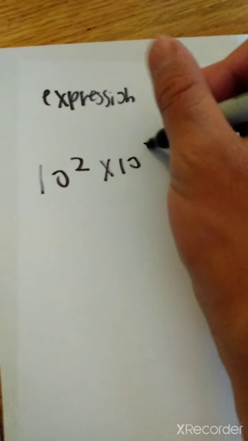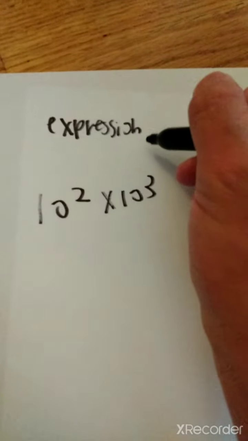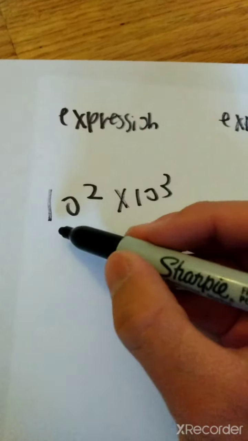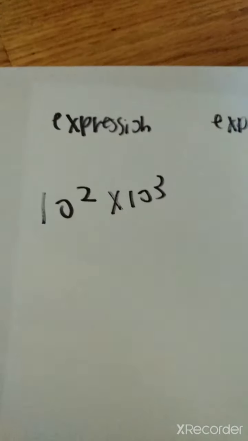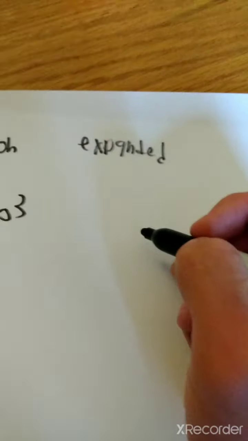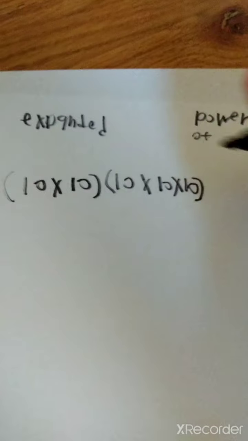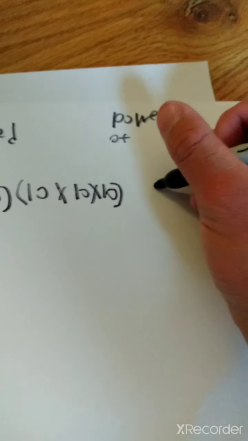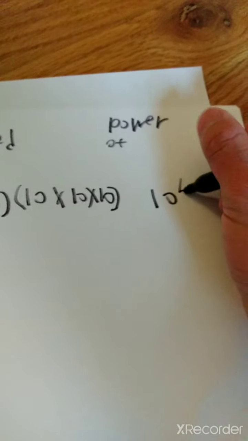Here's an example. If we write 10 to the power of 2, then we multiply that by 10 to the power of 3. That is an expression. 10 to the power of 2 multiplied by 10 to the power of 3. If you really want to see this in the expanded form, then we're going to write parentheses, 10 multiplied by 10 again, parentheses, and 10 multiplied by 10 multiplied by 10, parentheses. And then we'll get 10 to the power of 5.